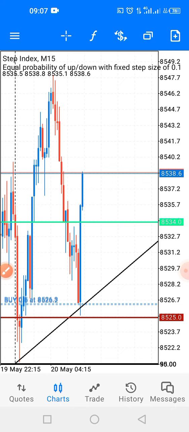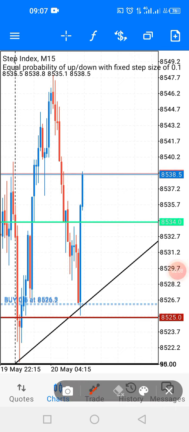Okay, so I like trading step index. The reason why is because step index is price tagged in tens. Okay, so it's price tagged in 10. So why I say that it's price tagged in 10 is that it is very easy to ascertain its psychological levels. It's very easy to calculate its pips.